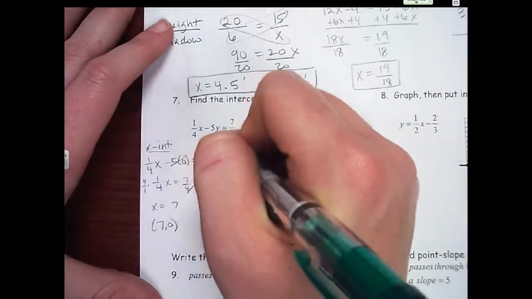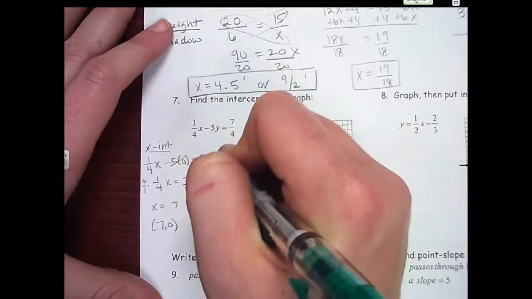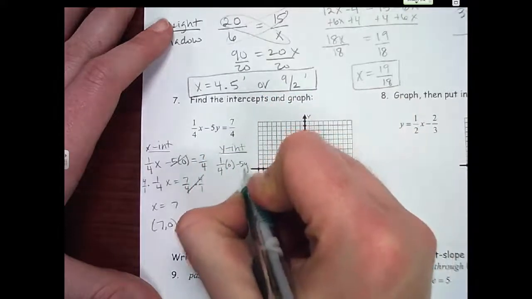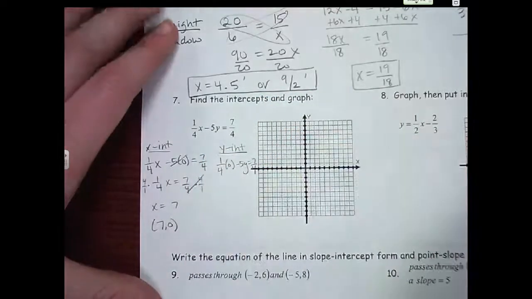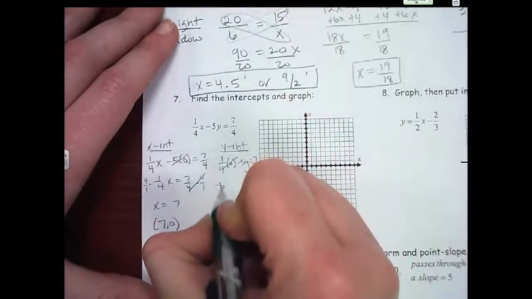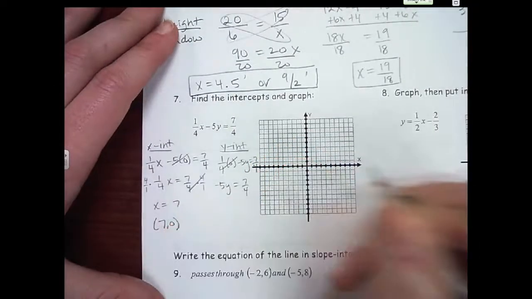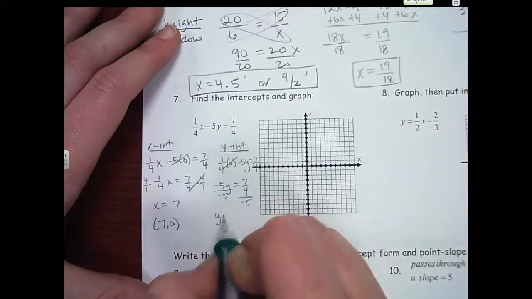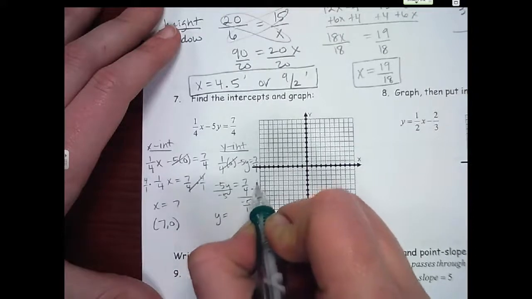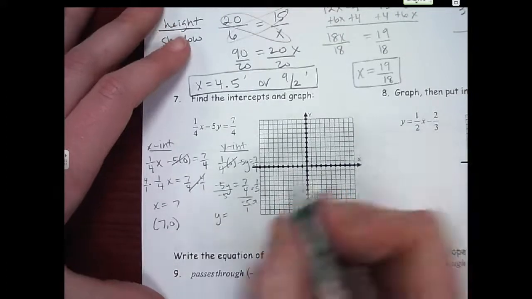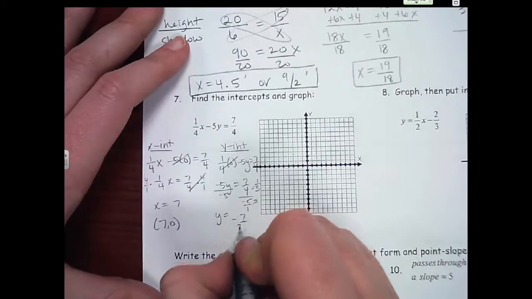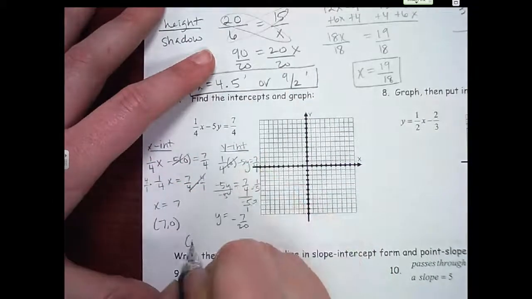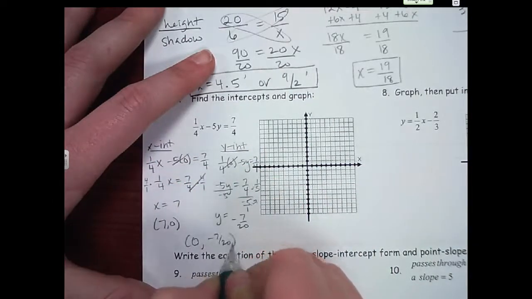The y-intercept, I do the opposite. So I plug in 0 to the x. 1/4 times 0 minus 5y equals 7/4. So that's gone. -5y equals 7/4. Divide by -5. So here I would flip and multiply this. So multiply by 1 over -5, which is -7 over 20. So for my y-intercept, I would have 0, comma, negative 7 over 20.